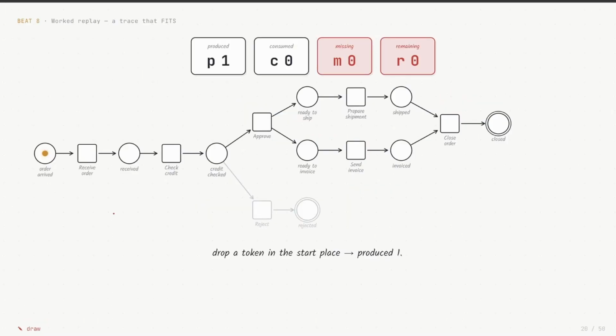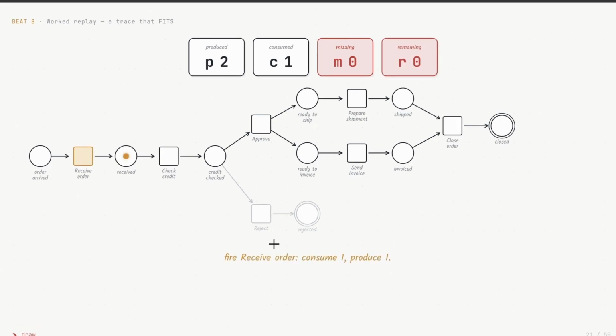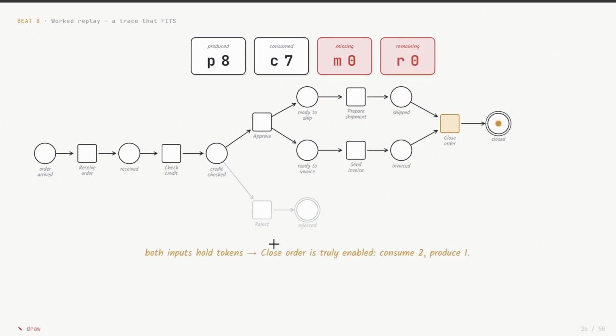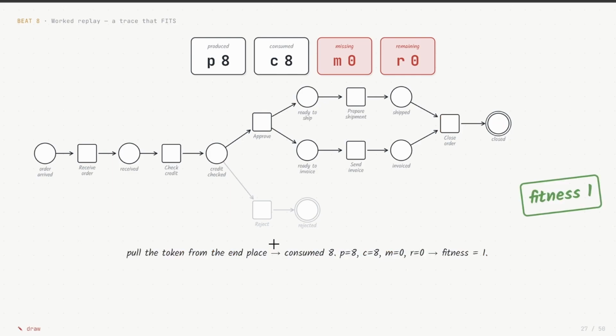So right now I'm just gonna play for you how it would look if you have a trace that's fitting the model. As you can see, it's progressing. Here, no problem. Every time there is a produced token, it's increasing by 1. Every time there is a consumed token, it's incrementing by 1. And we reach our end place. As you can see, fitness is 1. We pull the token out of the end place, so that increments the consumed token by 1. Never forget that. And you have the missing tokens at 0 and the remaining tokens at 0. As we have discussed previously, that means the fitness will be at 1.